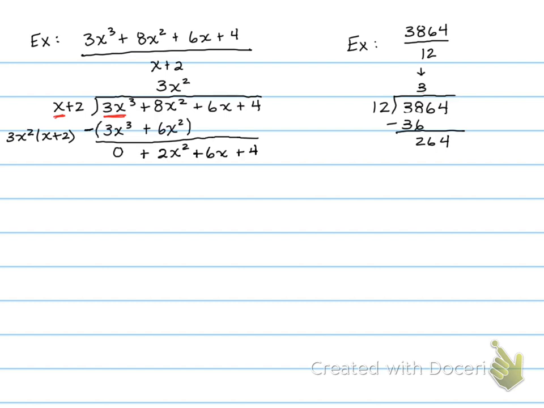So now we're going to repeat that same process. There were like 3 steps there. We figured out what to put on top, we multiplied that by our divisor, and then we subtracted. We're just going to repeat those 3 steps over and over again until we're done. So now I want to know, what do I multiply this by to get this?